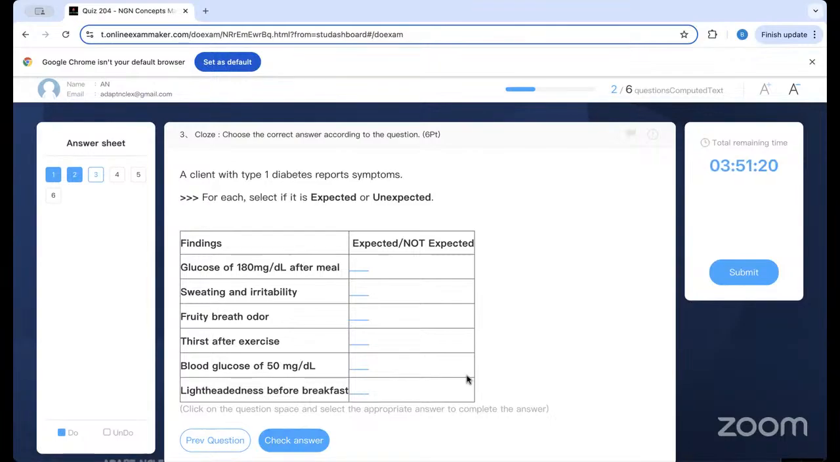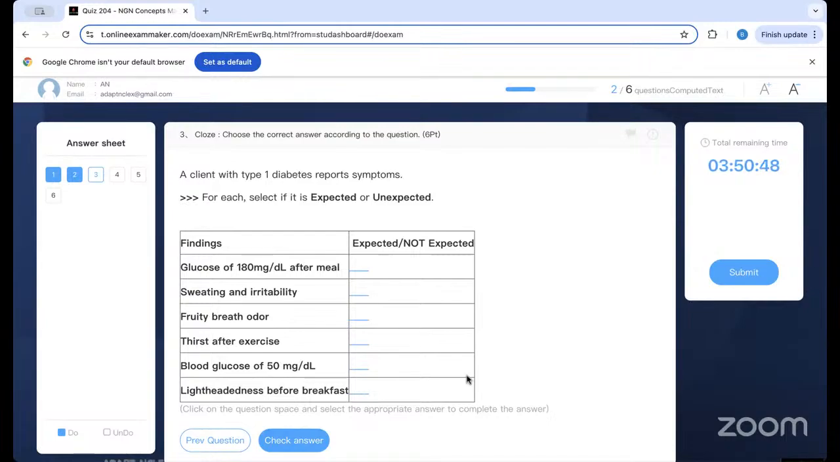You have to be sharp, right? That means if the patient tells you, after I eat, my glucose is 180, should you worry about it? I'm sweating and I'm having irritability. Should you worry about it? I have fruity breath odor. Should you worry about it? My blood glucose is 50. Should you worry about it? Lightheadedness before breakfast. Should you worry about it? You see the way I'm approaching it.